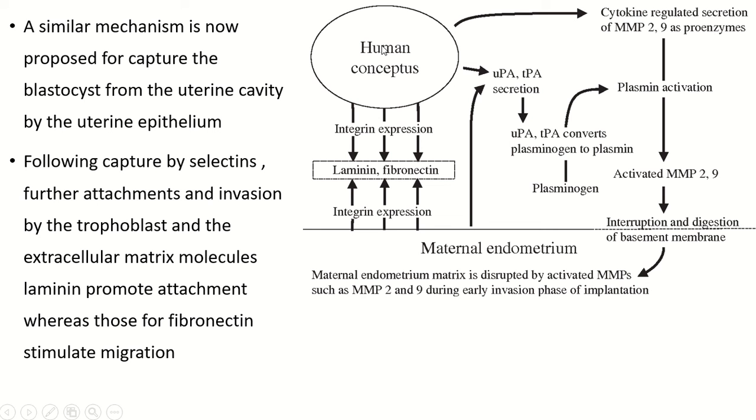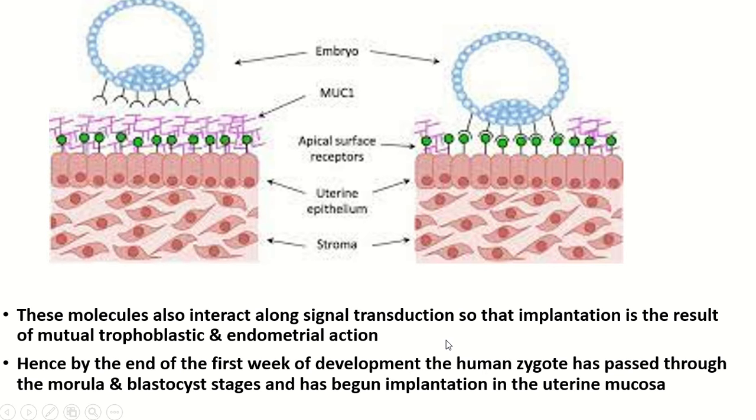The human conceptus produces laminin, and fibronectin stimulates migration of the trophoblast. These molecules also interact along the signal transduction pathway, so implantation is the result of mutual trophoblastic and endometrial action. Hence, by the end of the first week of development, the human zygote has passed through the morula and blastocyst stages and has begun implantation into the uterine mucosa.